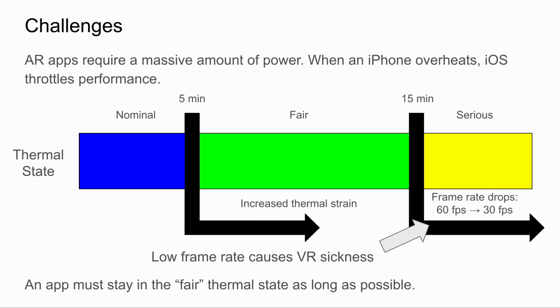Challenges: AR apps require a massive amount of power. When an iPhone overheats, iOS throttles performance. The thermal state starts at nominal, which is what an iPhone normally is in. When it goes under increased thermal strain, it transitions to fair. And when it's serious, iOS drops the frame rate from 60 to 30 frames per second. This causes VR sickness. So, an app must stay in the fair thermal state for as long as possible.